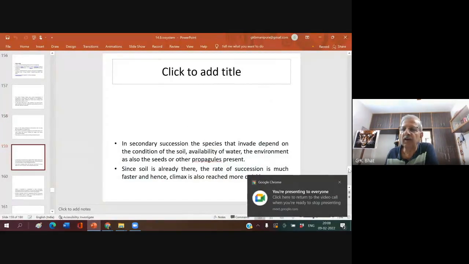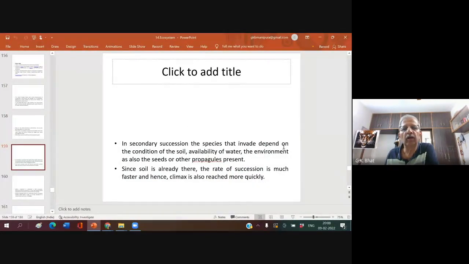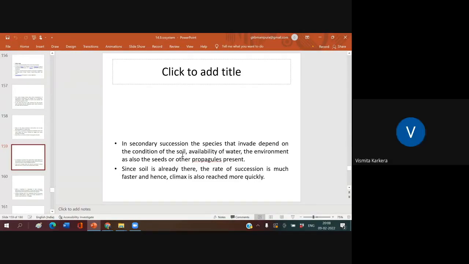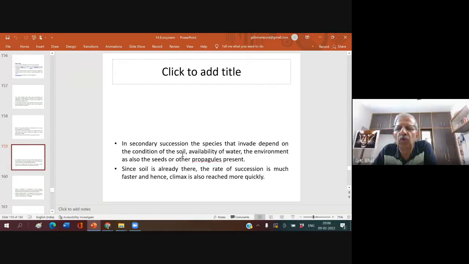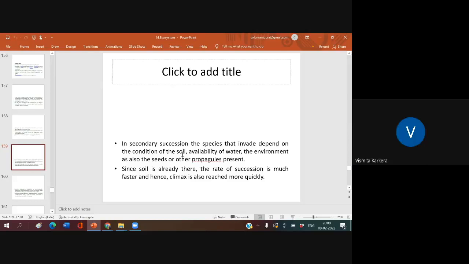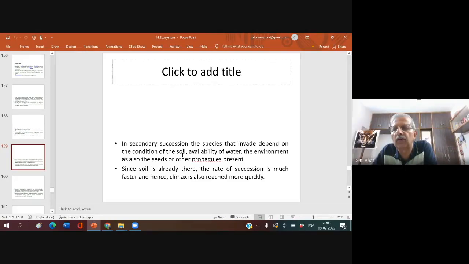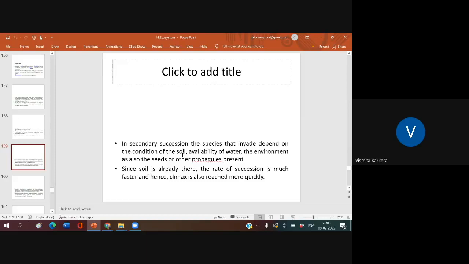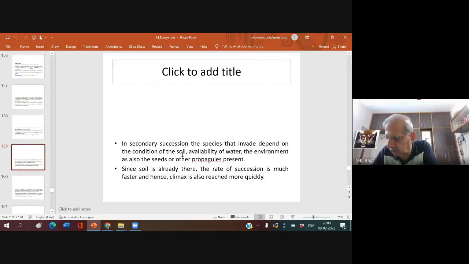In a secondary succession, the species that invade depend on the conditions of the soil. What is secondary succession, Nadira? Nadira, what is secondary succession? Sir, she is not there. She is having network issues. Who is telling this? Vismita. How do you know that she has a network issue? Sir, she called me and told me to inform you. If at all you have any network issue or any other thing, why do you have my number?